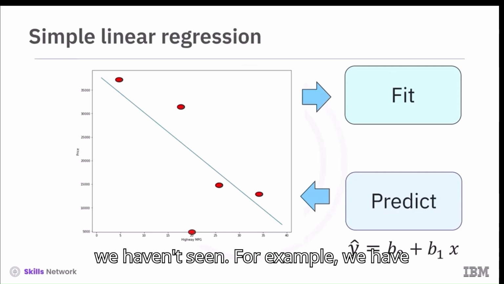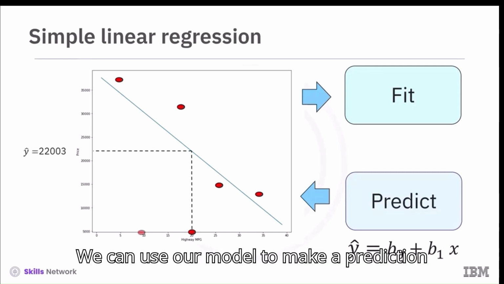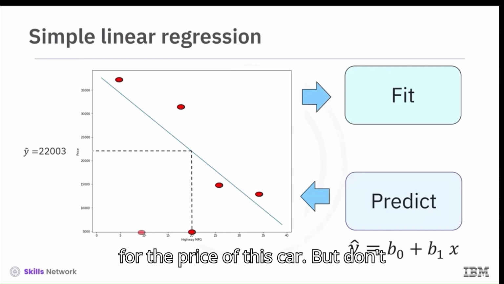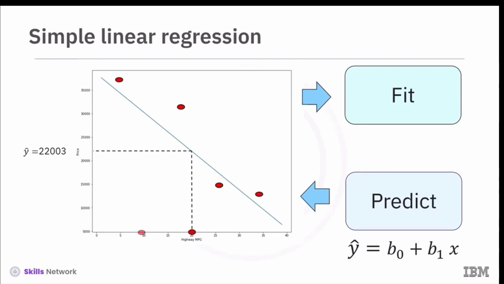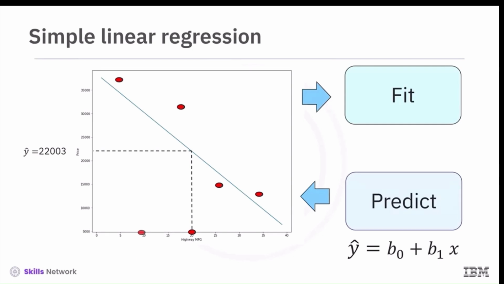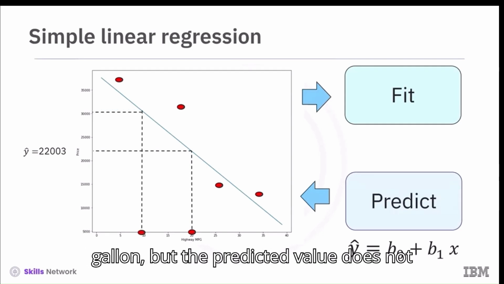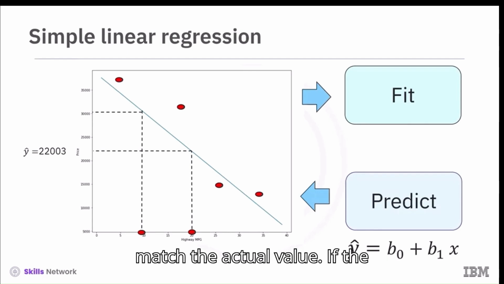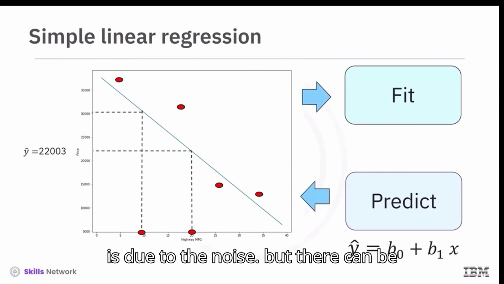For example, we have no car with 20 highway miles per gallon. We can use our model to make a prediction for the price of this car. But don't forget, our model is not always correct. We can see this by comparing the predicted value to the actual value. We have a sample for 10 highway miles per gallon, but the predicted value does not match the actual value. If the linear assumption is correct, this error is due to the noise, but there can be other reasons.